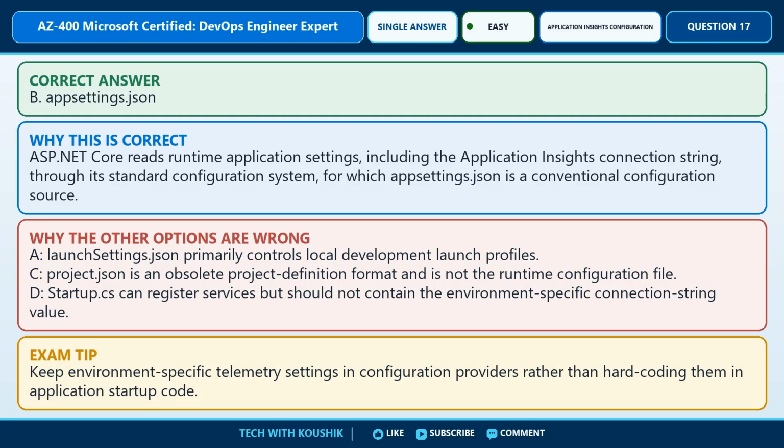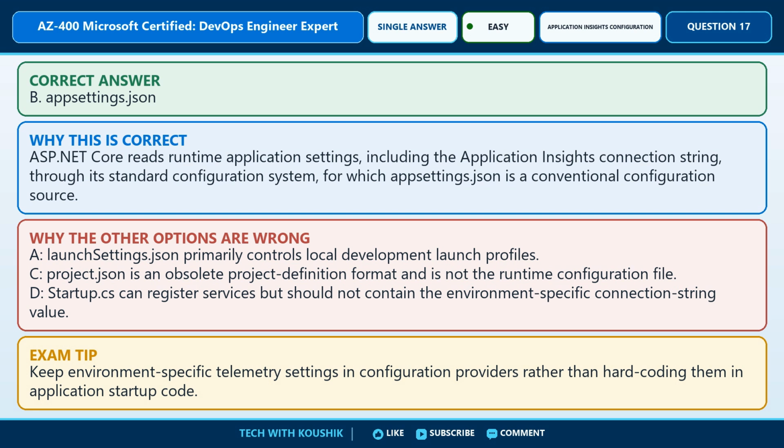The correct answer is option B, appsettings.json. Here's why. ASP.NET Core reads runtime application settings, including the Application Insights connection string, through its standard configuration system, for which appsettings.json is a conventional configuration source.